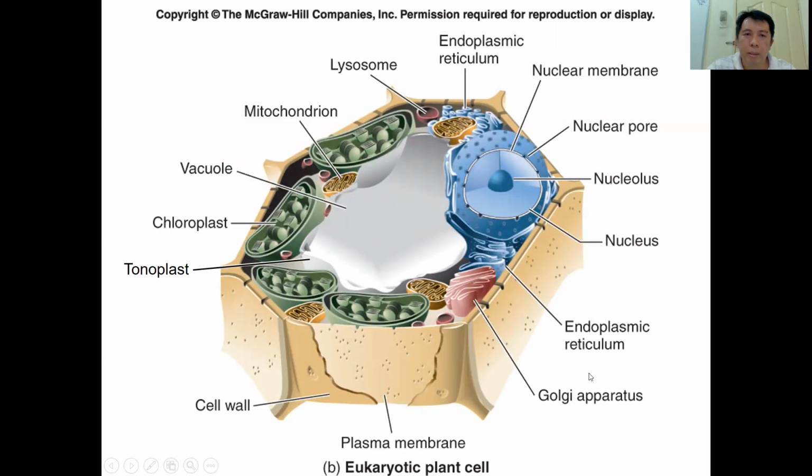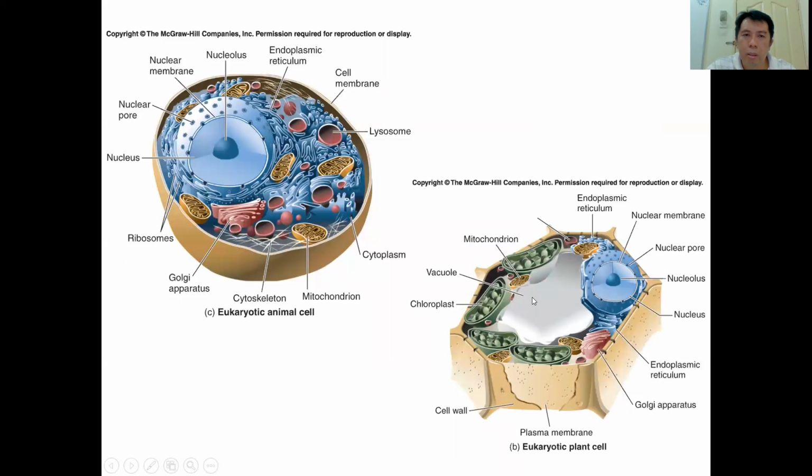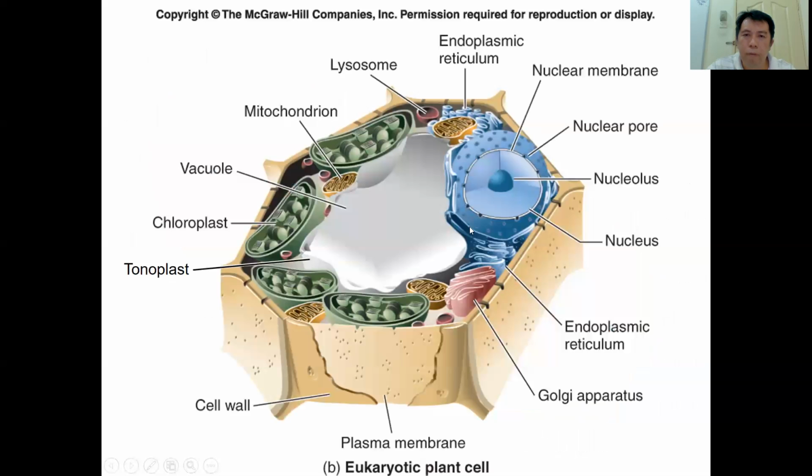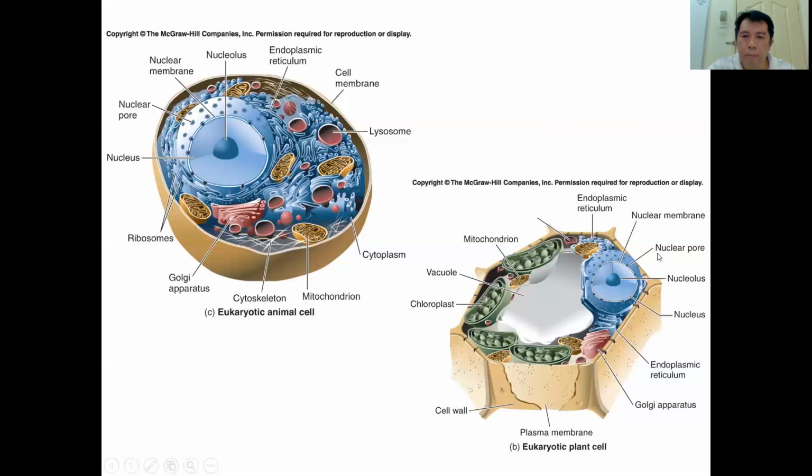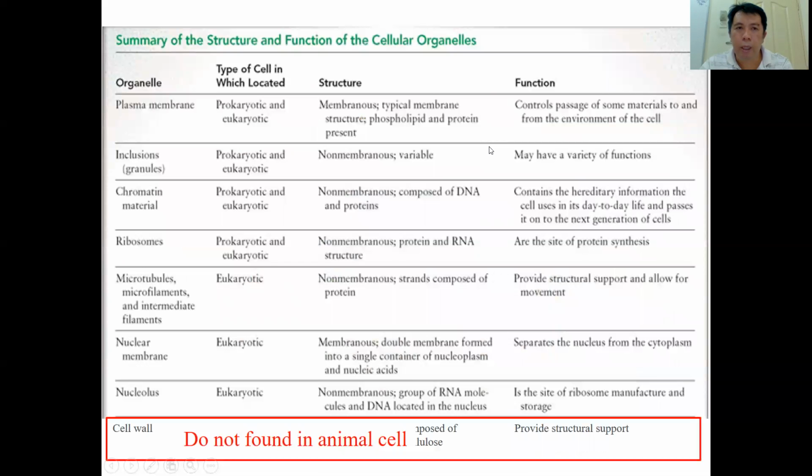So this is the plant cell. Actually, the plant cell has no lysosome. Right here you see I already deleted it, but this one I forgot to delete. So I think you're quite familiar with these two types of cell. This one is the animal cell, this is the plant cell. So this is the summary. You can get it from my notes as well.